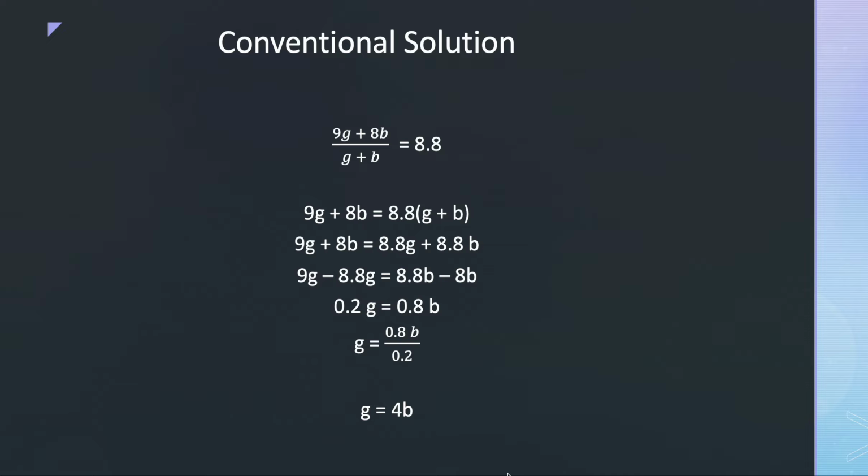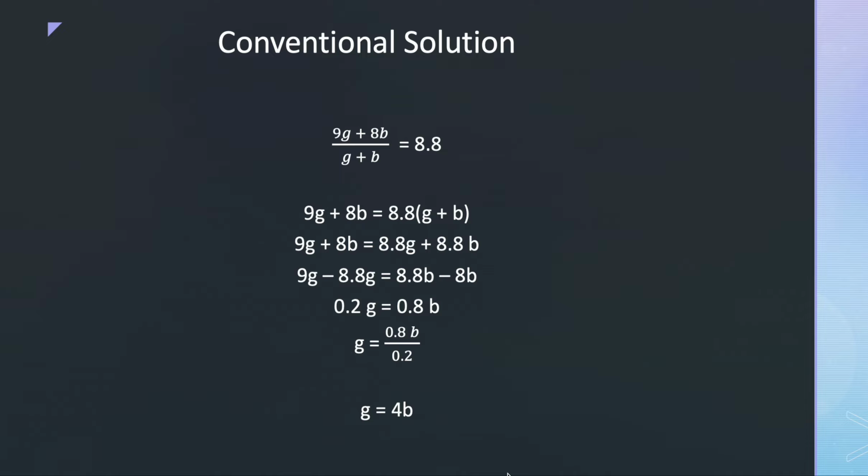So 9G plus 8B divided by G plus B is equal to 8.8. This is what we figured out. Let's solve this equation. So 9G plus 8B is equal to 8.8 multiplied by G plus B. We are just taking G plus B to the other side. 9G plus 8B is equal to 8.8G plus 8.8B. Let's bring all the G's together and B's together. 9G minus 8.8G is equal to 8.8B minus 8B. So 0.2G is equal to 0.8B. G is equal to 0.8B divided by 0.2. This means G is equal to 4B.